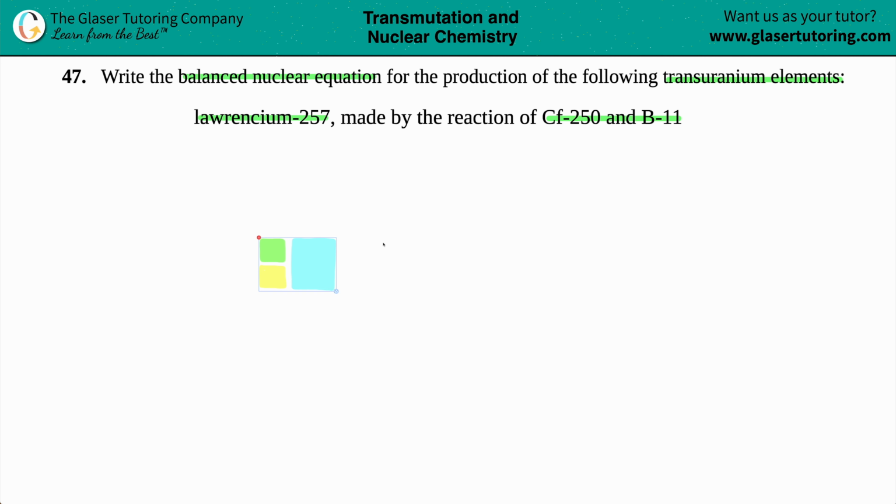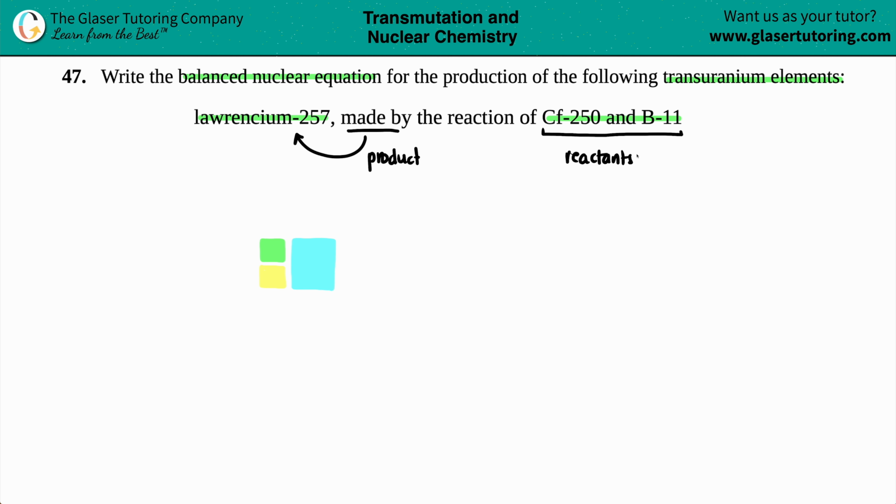So, according to the wording here, lawrencium is made by this reaction. These two reacted with each other, and they made lawrencium. So lawrencium has to be the product, and it's the product of these two coming together. These are my two reactants.